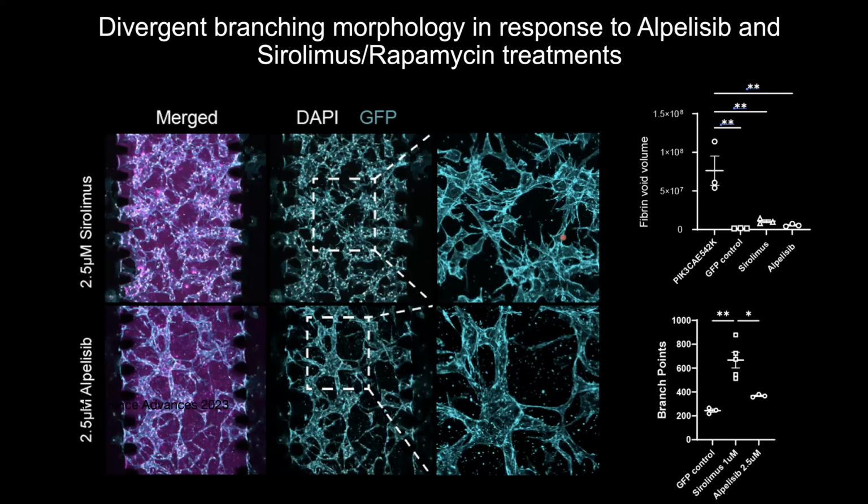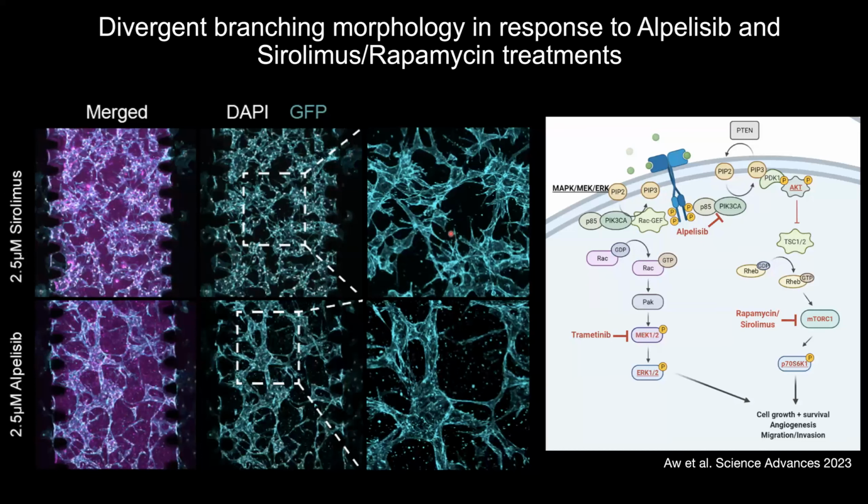What we saw is that treatment with sirolimus resulted in a hyperbranching phenotype. There are lots of these cell protrusions that exist, and if we zoom out and look at the topology of the networks, we see excessive branching in cells that are treated with sirolimus.